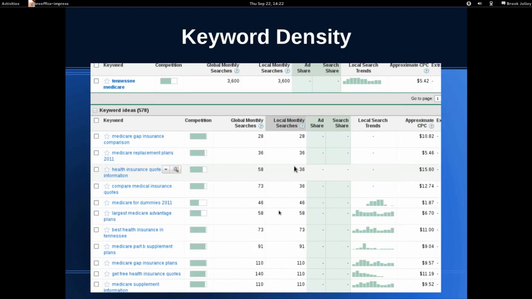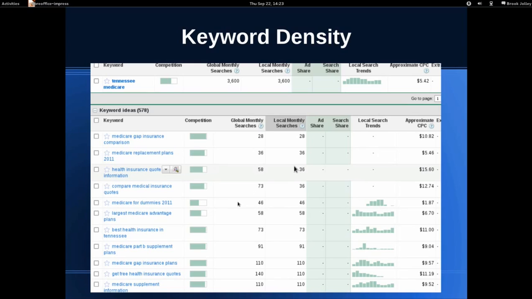This is a search where I've reversed it and showed you what not to target. Like, you might think Medicare gap insurance comparison. That sounds like a buying term. No one is searching for it. Competition's huge. Medicare replacement plans. No one is searching for it. Competition is huge. Medicare for dummies. Competition's mediocre, but no one's searching for it.